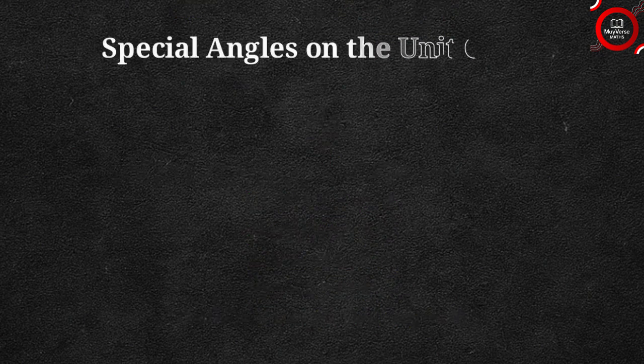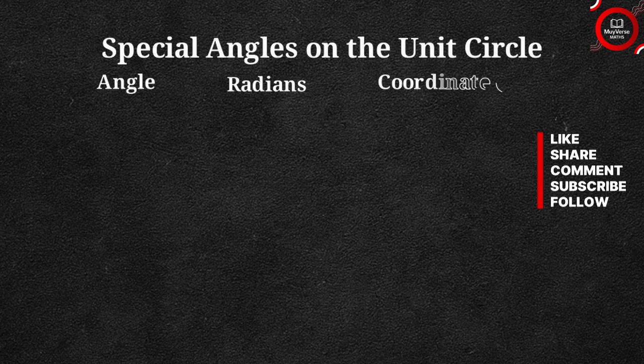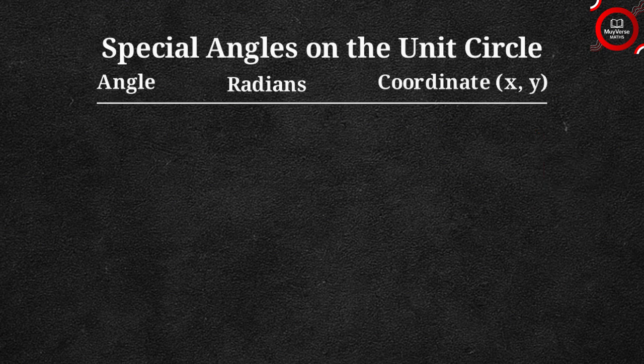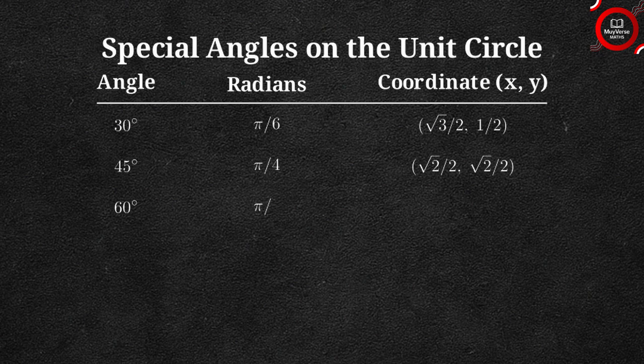Next, summary of special angles, their radians, and their coordinate pairs. First, set up the 3 columns: angle, radians, and coordinate pair. Now fill in the 3 special angles: 30, 45, and 60 degrees. Then 45, then 60. Notice the symmetry.